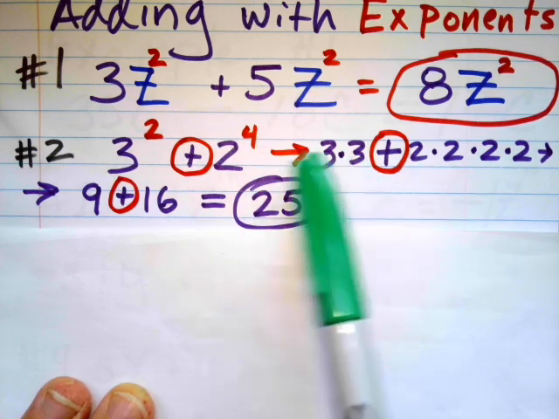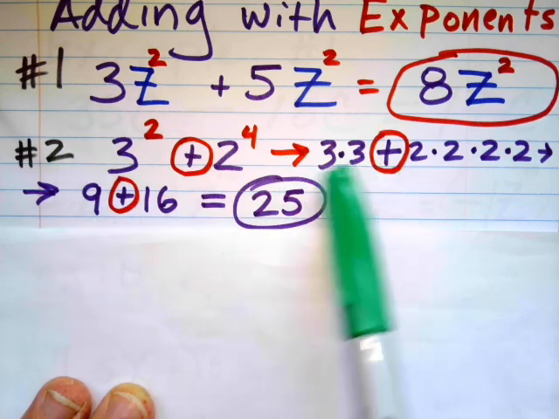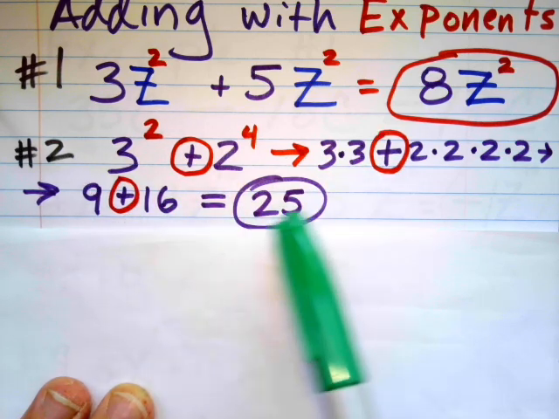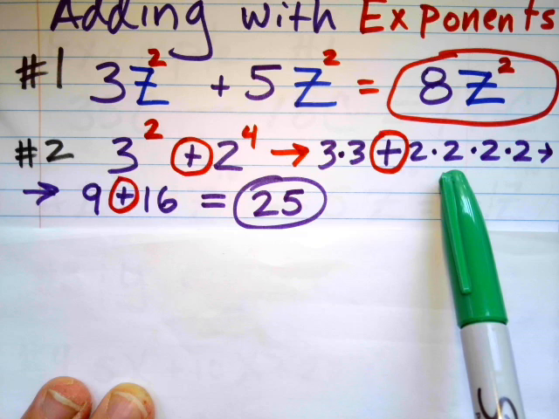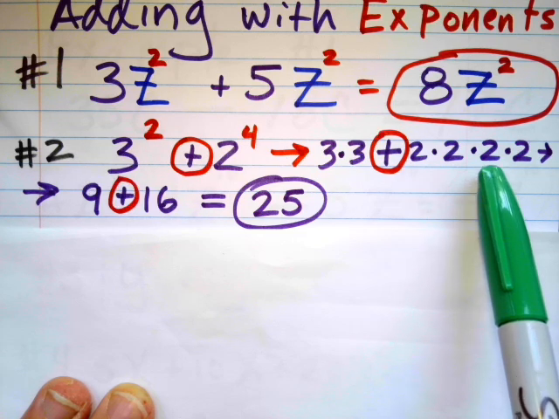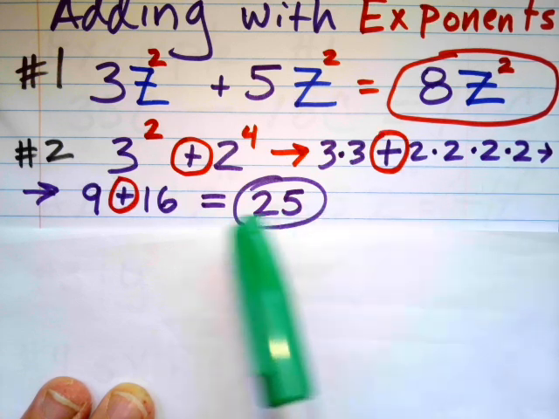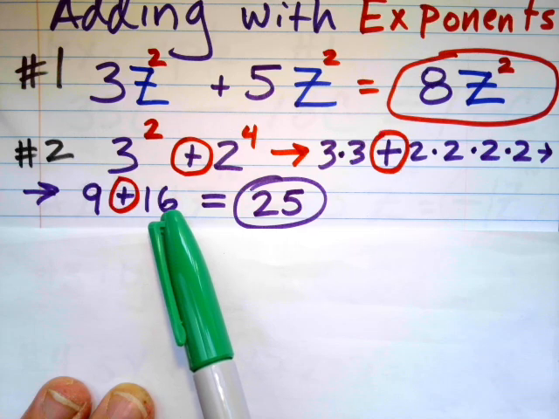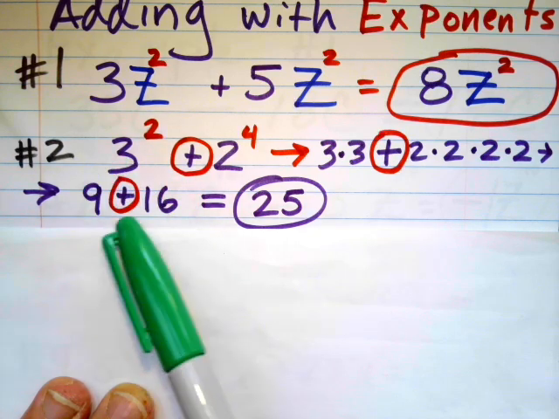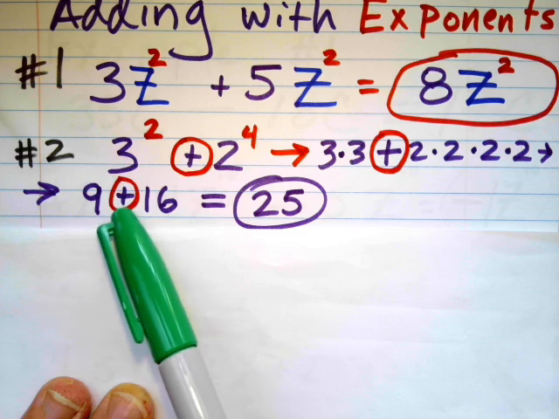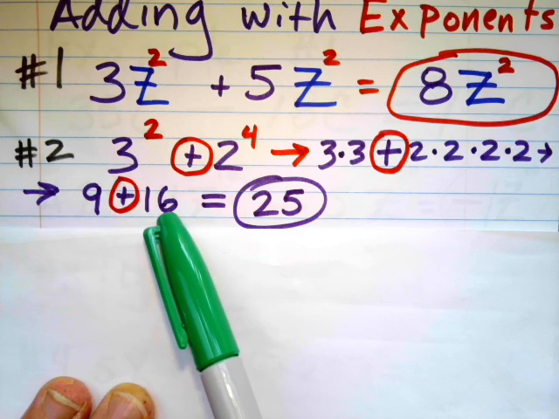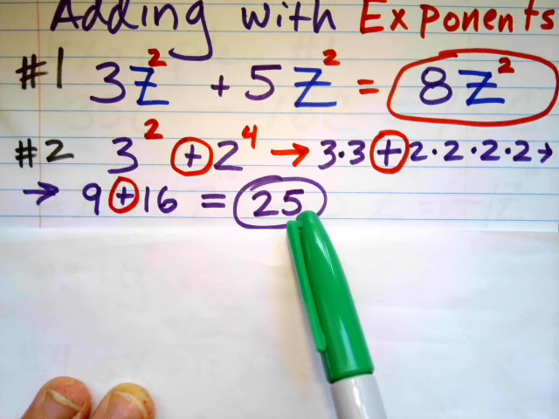So 3 times 3 is 9. Plus, I'm just going to rewrite that, 2 times 2 is 4, 4 times 2 is 8, 8 times 2 is 16. To simplify this further, we can add these two terms together. 9 plus 16 equals 25.